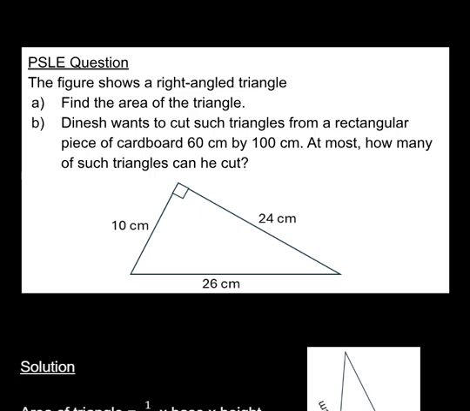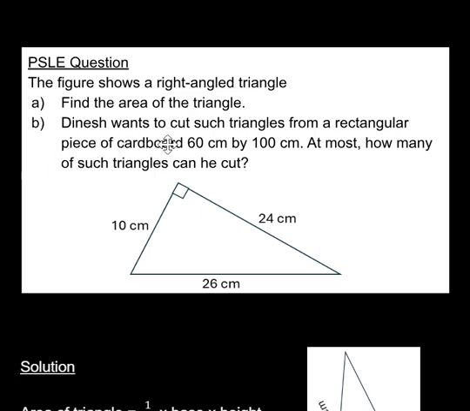Hi, let's look at this question together. This is actually a PSLE question focusing on the P5 topics of triangle. The figure shows a right angle triangle. A. Find the area of the triangle.